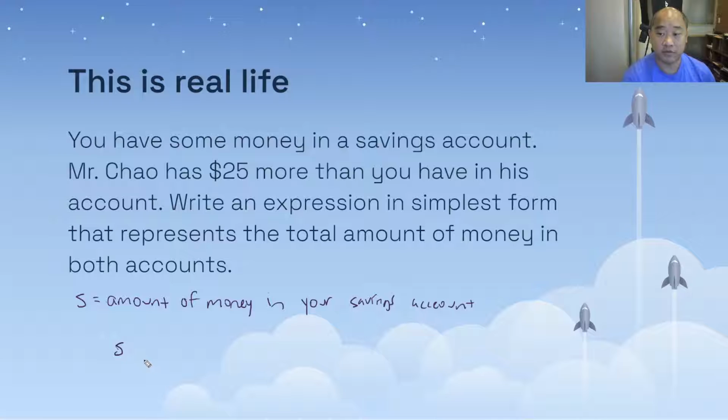S. That's how much money you have, right? And how much money do I have? Well, I have S plus 25. Now we're going to simplify this. There's two S's, so that's 2S plus 25. And this is an expression that represents how much money we both have.